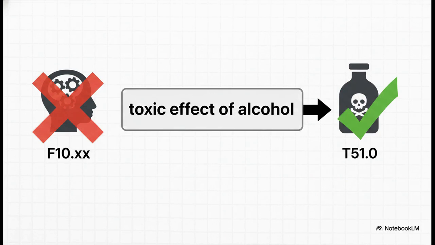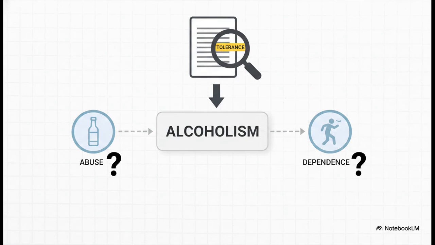And here's a common pitfall to avoid. If the diagnosis is toxic effect of alcohol, that is not a behavioral disorder, it's a poisoning. So it belongs in a completely different chapter of the codebook. You're going to look for T51.0. And finally, rule number 4. Remember that a vague term like alcoholism isn't enough to pick a code by itself. It could mean abuse or it could mean dependence. You have to be a bit of a detective and look for those specific clinical indicators we talked about earlier to make the right choice.